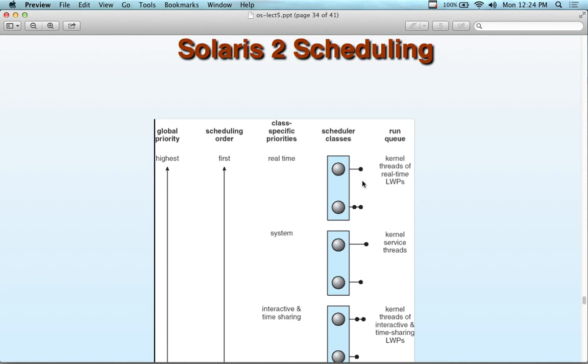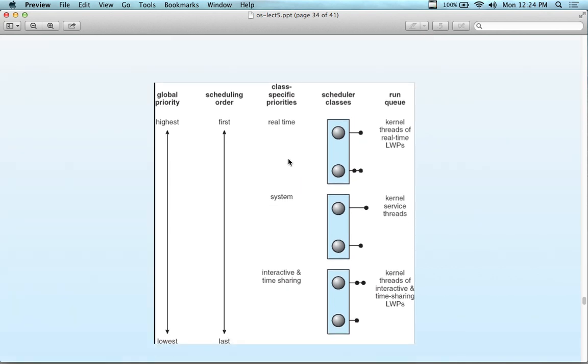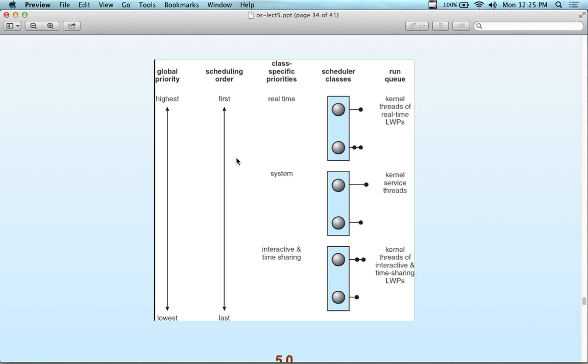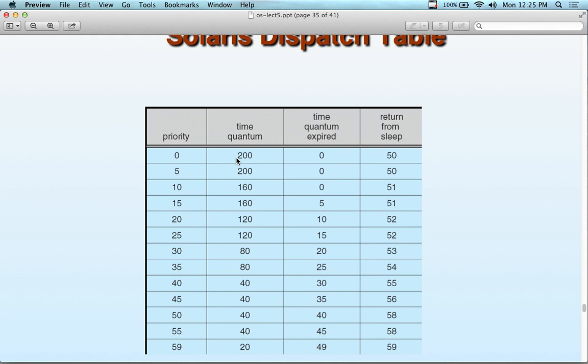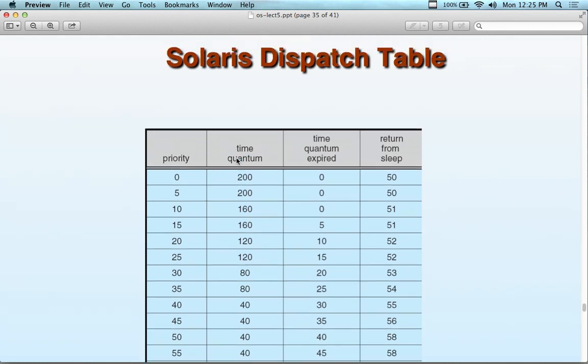So Solaris 2 scheduling, we have a real-time system, and then we have interactive time sharing. It creates different classes or priorities for different types of running processes, and then applies different schedulers depending upon what you're looking at. We have priority on the threads, and the higher priority threads get scheduled first, essentially. So it's multi-leveled, from higher priority to lower priority. And here's a little example of the dispatch table as well.